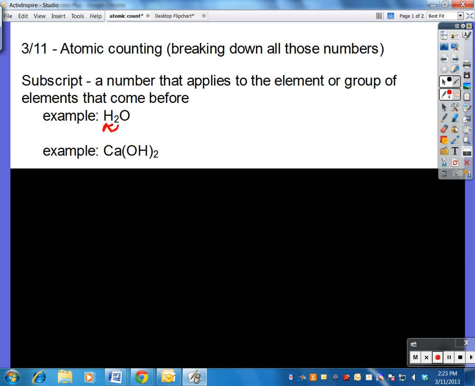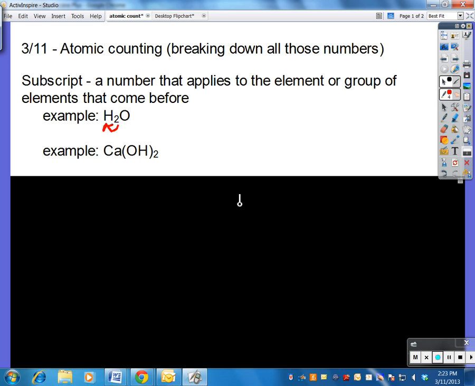Another example of that, where we have a group of atoms, is in Ca(OH)2. This is calcium hydroxide. In this case, you'll notice that the OH, the hydroxide, is in parentheses. And so, kind of like in math, the 2 then applies to everything that's within the parentheses. So, the 2 applies both to the hydrogen and to the oxygen. And so, here, this would be 1 calcium, 2 hydrogen, and 2 oxygen. Notice that the 2 does not apply to the calcium because the calcium is not within the parentheses.